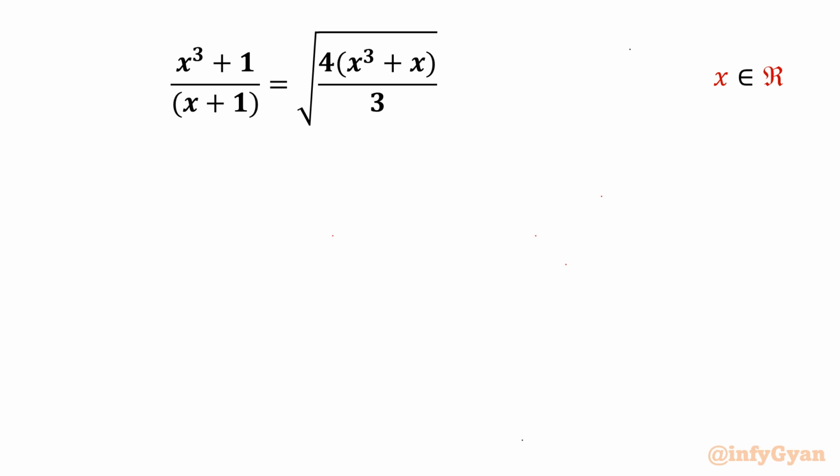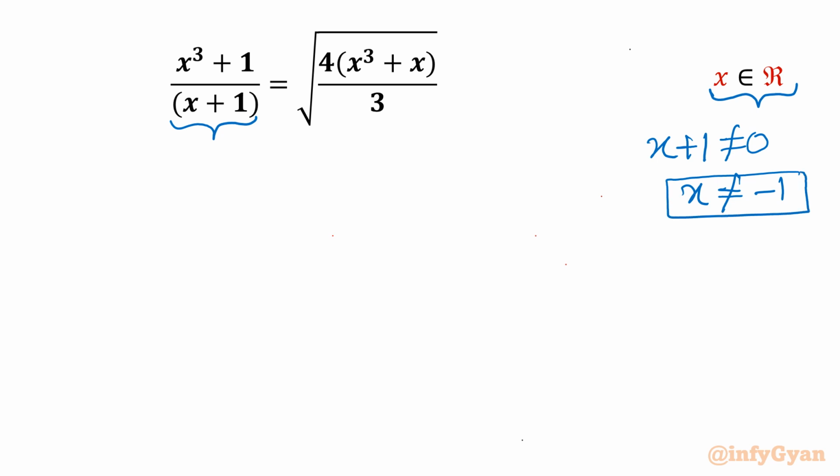Today in this video, we are going to take up another challenging question from radical equations. The given equation is (x cube plus 1) over (x plus 1) equal to square root of (4 times x cube plus x) over 3. We have to find only real solutions. So let's get started by writing one point. This denominator x plus 1 cannot be equal to 0. From here we can write x cannot be equal to negative 1.